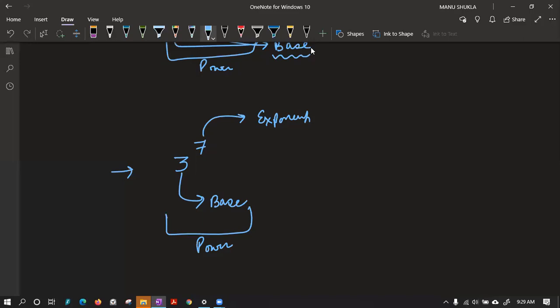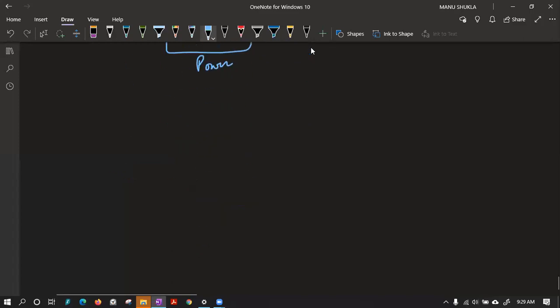Now let us try to understand some more examples. First of all, why did these things come, why do we need exponents and powers? Devanshi, a power is nothing but, like we say, 3 to the power 7. This combination of base and exponent is known as power. That's it.